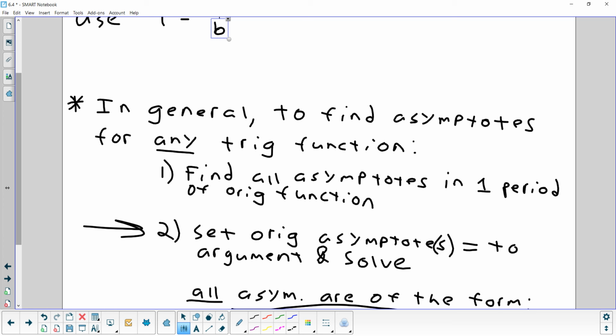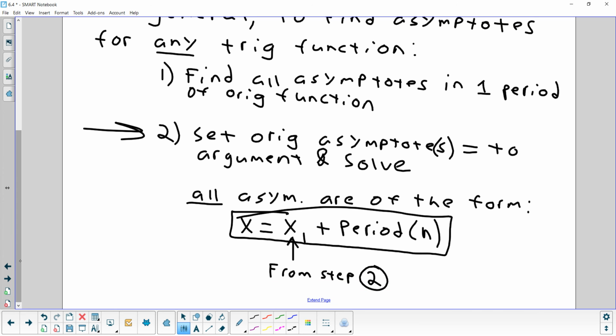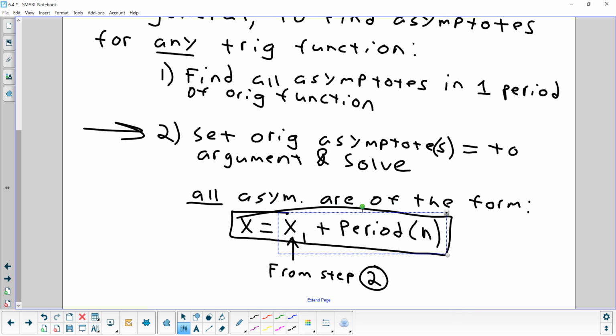How often does an asymptote occur? Every cycle. Every cycle, you're going to get exactly the same behavior again. So to describe all the asymptotes, we take the one that we found from step 2, and we put plus the period times n. You can write period times n or n times period. It doesn't really matter. N just stands for an integer multiple of the period.